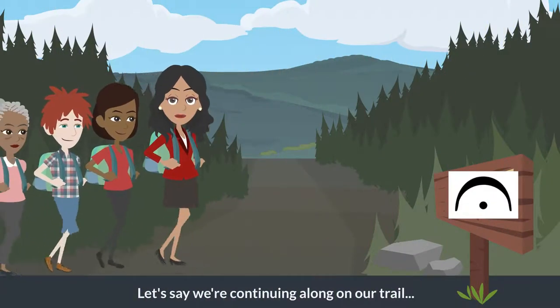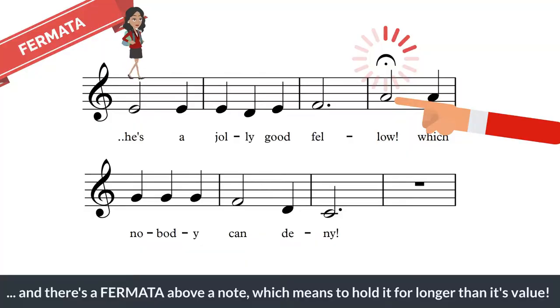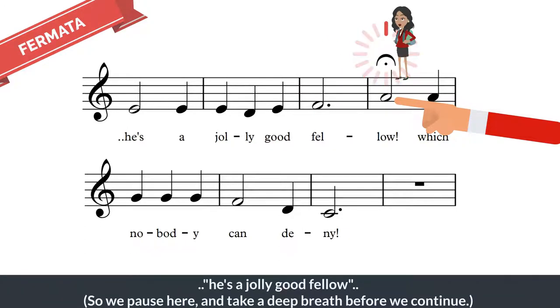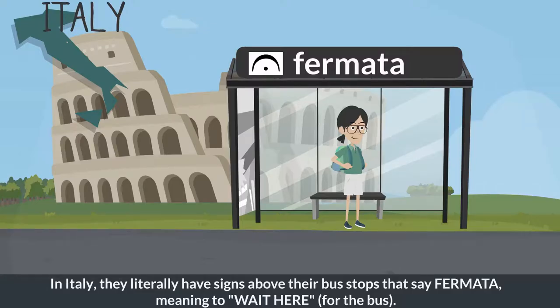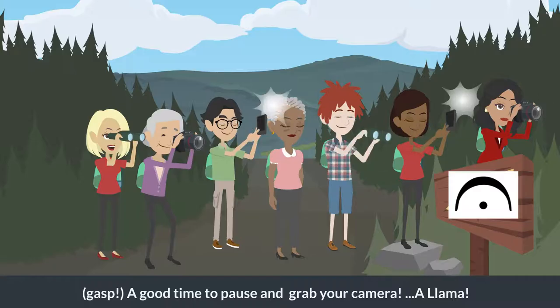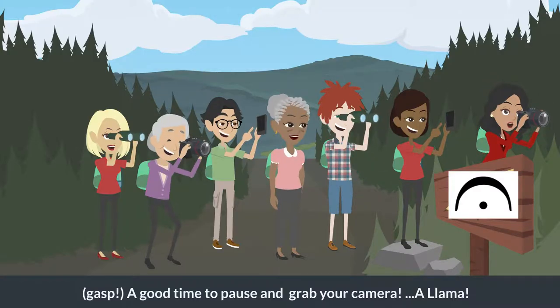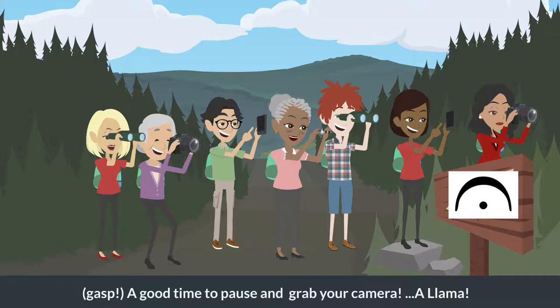Let's say we're continuing on our trail, and there's a fermata above our note, meaning to hold the note longer than its value. He's a jolly good fellow, so we pause here and we take a deep breath before we continue. In Italy, they literally have signs above their bus stops that say fermata, meaning to wait here for the bus. A good time to pause and grab your camera, a llama.